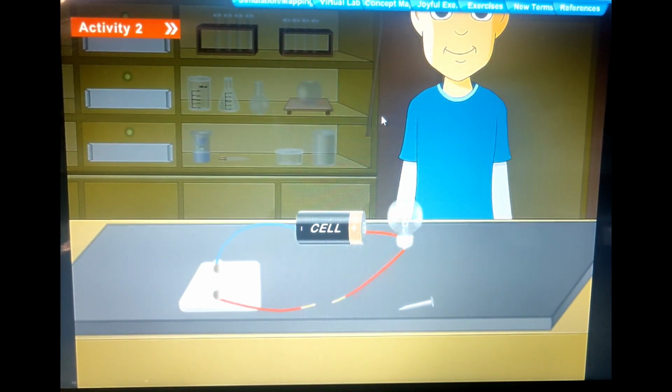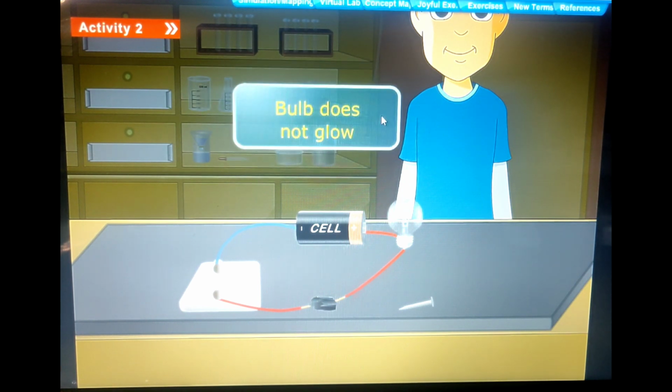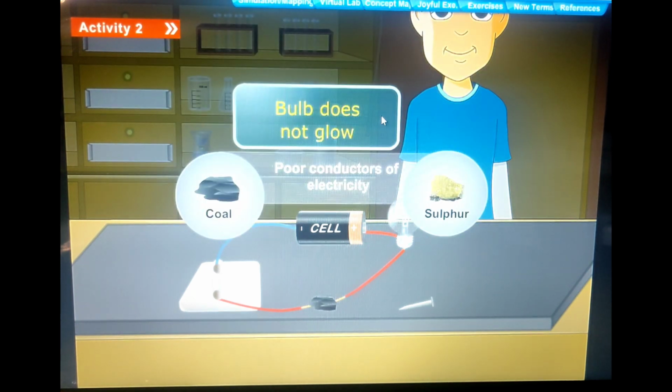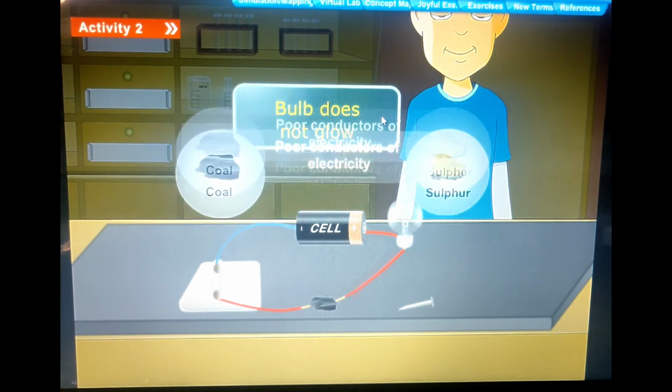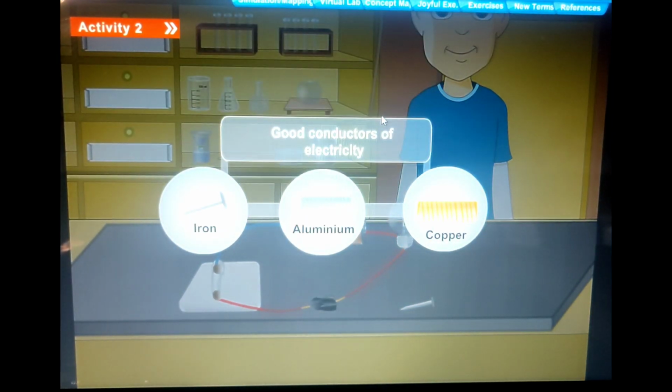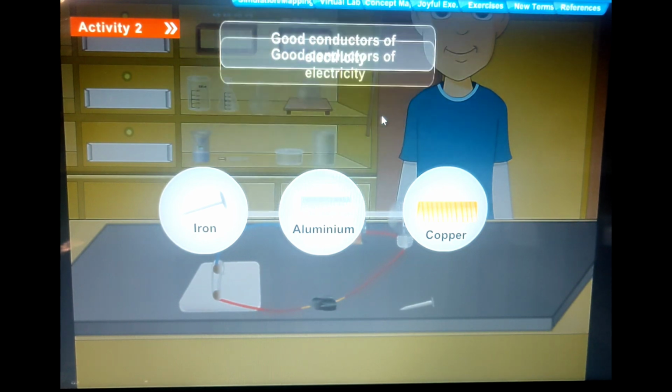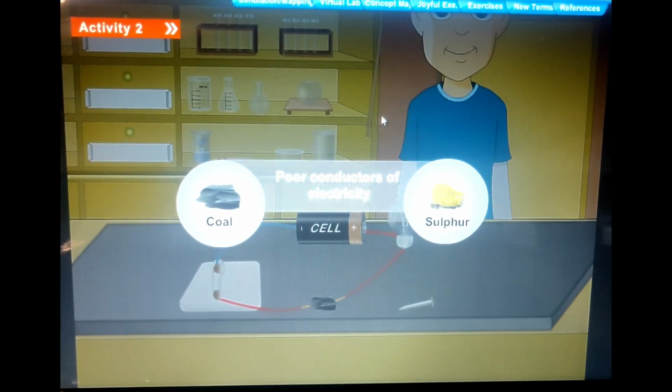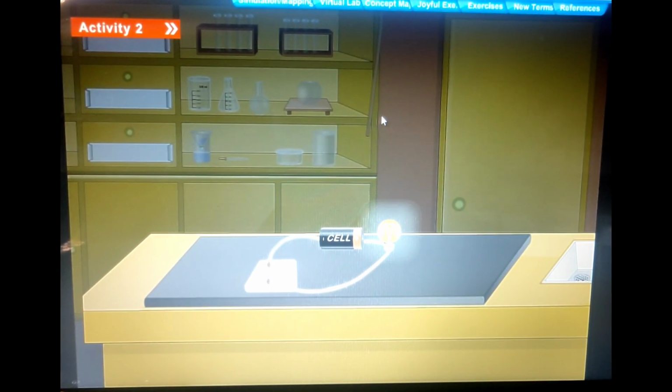We connect a coal piece in the circuit. We notice that the electric bulb does not glow. Similarly, the bulb does not glow in case of sulfur also. Conclusion. Metals like iron, copper and aluminium are good conductors of electricity. Non-metals like coal and sulfur are poor conductors of electricity. All the metals are good conductors of electricity. Silver metal is the best conductor of electricity.